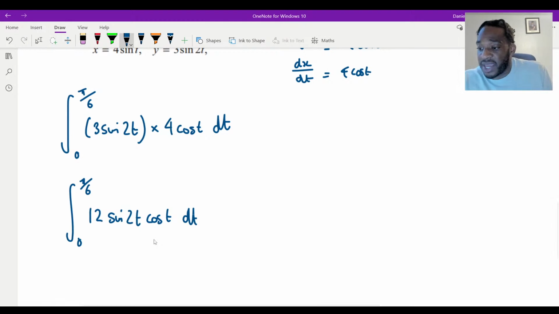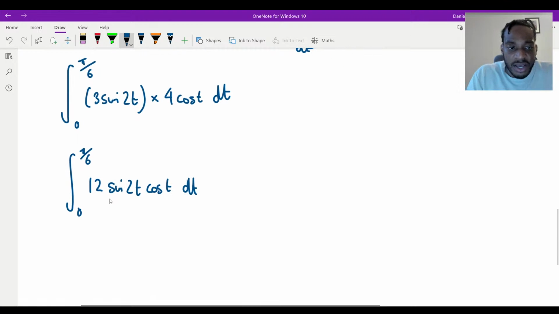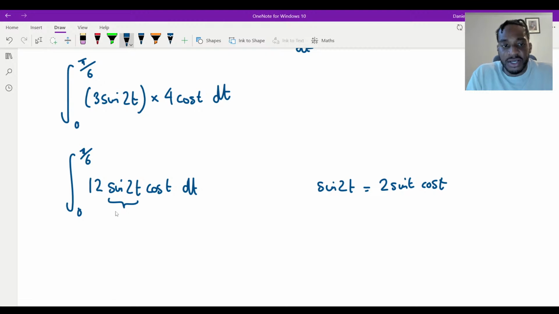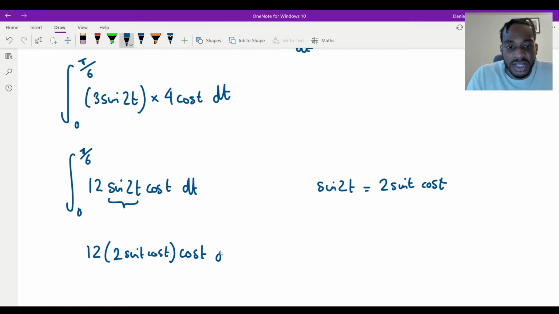Well, when I look at this, I've got a double angle formula here. Sine 2t is one thing that you should know. This is equal to 2 sine t cos t. So doing that, I can replace that. And this is quite helpful because I'm going to have 12 and it's going to be 2 sine t cos t, and I'm going to times by cos t again, dt. And I'm just looking here, 0 to pi over 6.